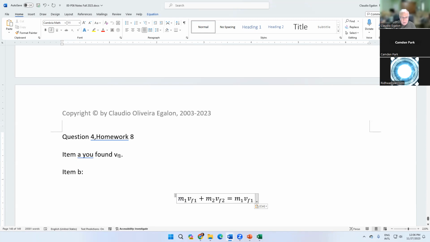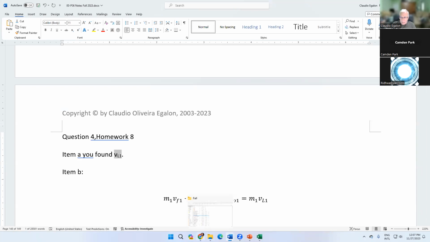So instead of V final 1, let's call it the velocity at the lower region, VL1. So m1 V final 1 plus m2 V final 2 is going to be equal to m1 V initial 1. That's conservation of momentum. And the initial velocity of 1 is the one you calculated before, that I call VL1, right?